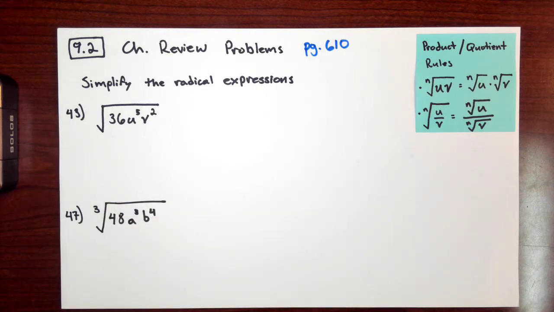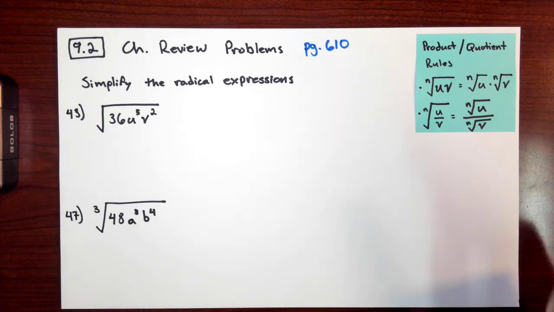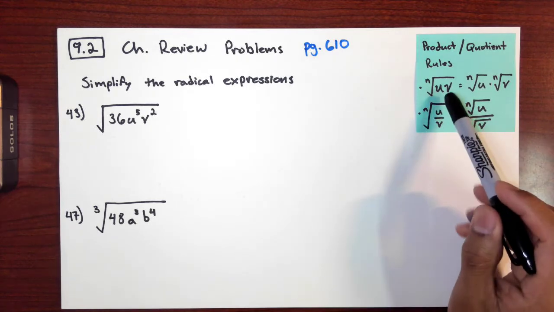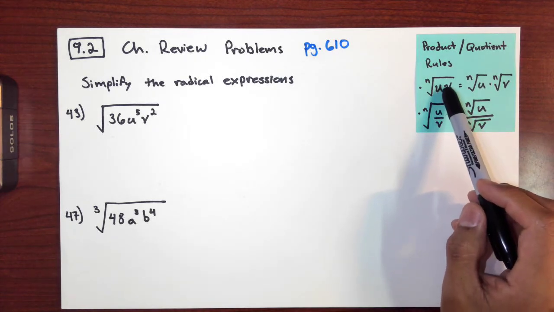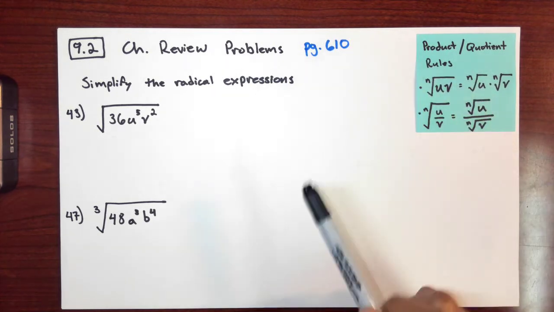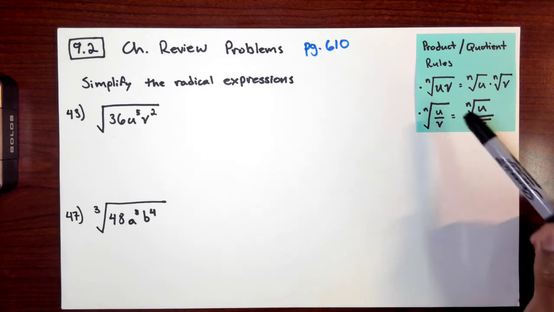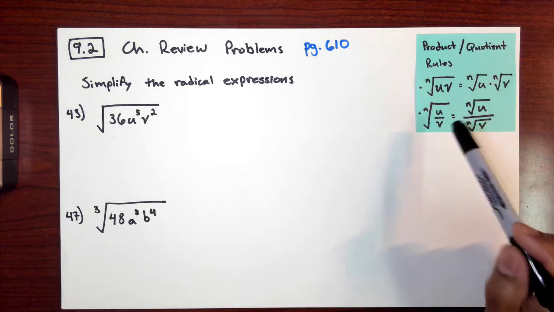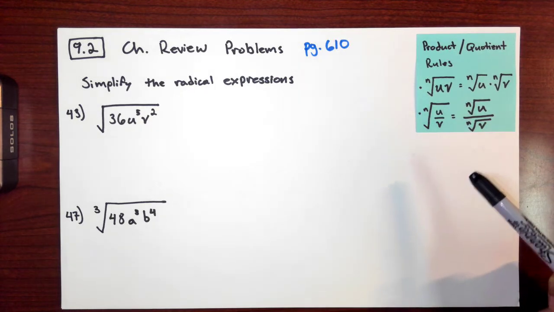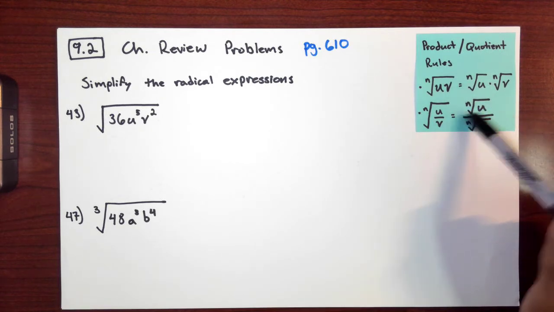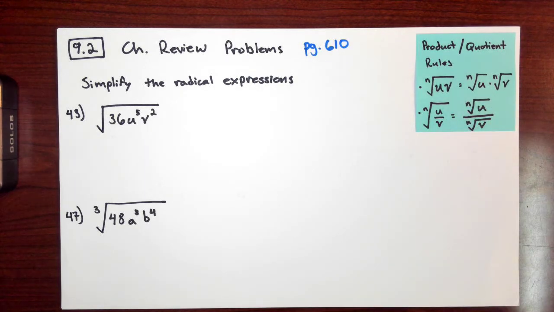Now these have to do with 9.2, and the first two things that you got introduced with in 9.2 were the product and the quotient rules. And all they mean literally is that when you have two variables or two factors inside a radical, you can split them up into their own radicals with the same root. Same exact thing for quotients. If you have a value over another value with the radical sign, then you can split it up into their own individual radicals and make it a fraction as well. Okay, so pretty simple, pretty straightforward.